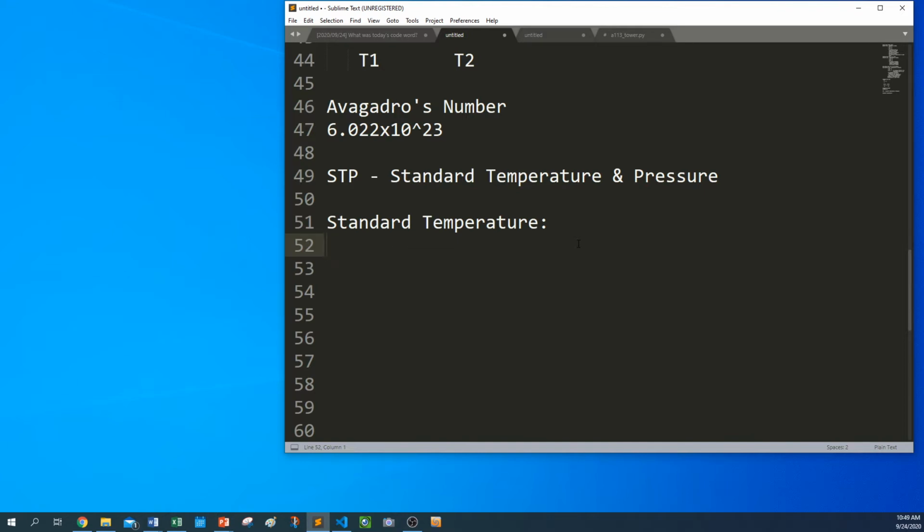What is standard temperature? In Fahrenheit, it's 32 degrees Fahrenheit. In Celsius, it's 0 degrees Celsius. And in Kelvin, it's 273.15 Kelvin. Nope, Kelvin doesn't have a degree symbol. I don't think I saw anyone using it yet. But if you put degrees Kelvin, that is wrong.